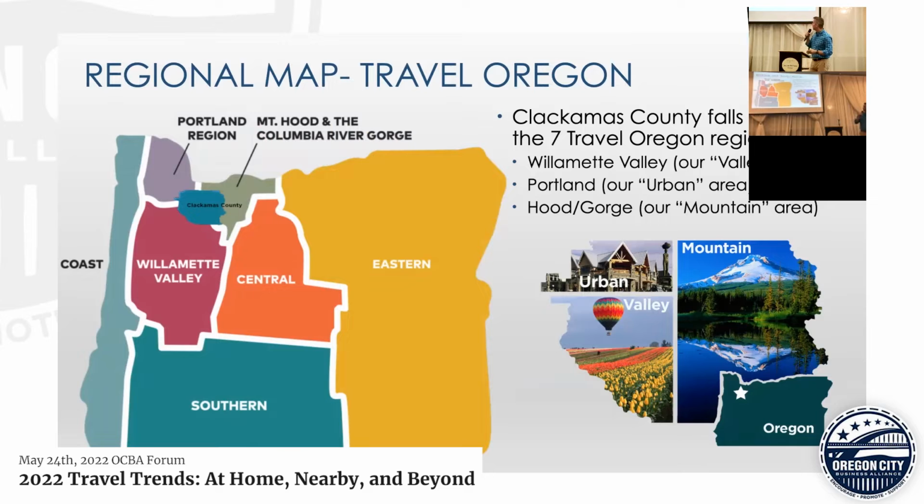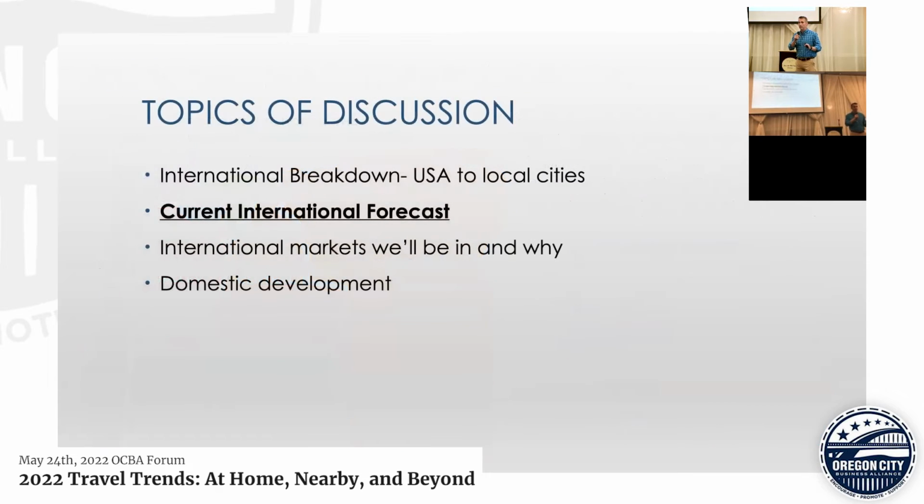We also then split up our county into urban, valley, and mountain to coincide with those 3 different regions to kind of help make it more palatable for everyone. And in case you're wondering, Oregon City is in the Portland region, the urban region of Clackamas County. Make sense? Kind of. Took me like 6 months to wrap my head around the whole thing when I first started. So let's get into the current international forecast.